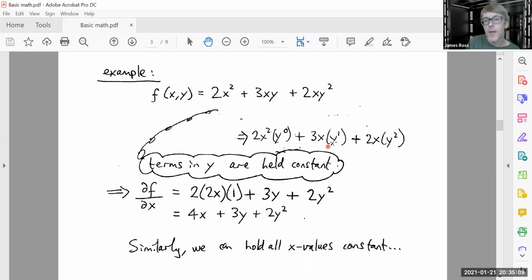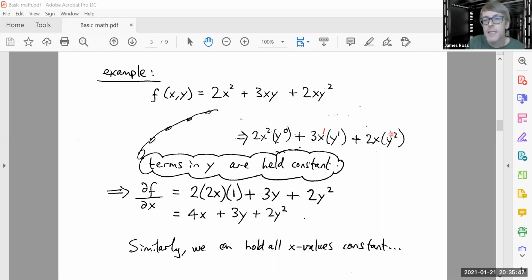Second term, I have 3xy. Well, the 3 comes out as a constant. Then I have x to the first power. That 1 now just becomes a coefficient. So it becomes 1 x to the 1 minus 1, which is just 1 x to the 0, which is just 1. And then I have y to the 1, which is just y. So the whole thing becomes 3y.